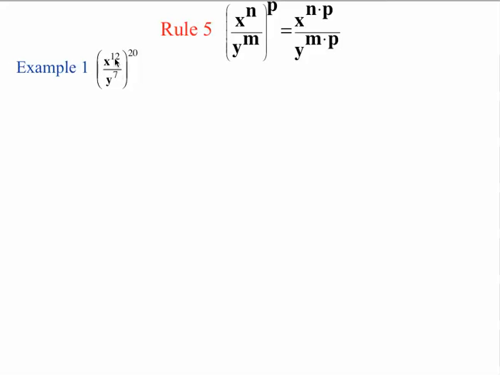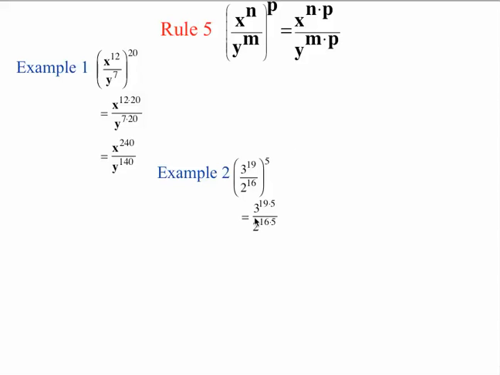So, example number 1, if you have x to the 12 divided by y to the 7, and these have different bases. If they had the same base, you'd simplify first. They have different bases, so the 20 is going to come in, multiply the 12, and multiply the 7 exponent. That will give us x to the 240 divided by y to the 140. Example 2, if we have 3 to the 19 divided by 2 to the 16 in brackets, all to the power of 5, that 5 is going to come in, multiply the 19, and multiply the 16. So we get 3 to the power of 19 times 5 divided by 2 to the power of 16 times 5, which is going to give us 3 to the 95 divided by 2 to the 80.